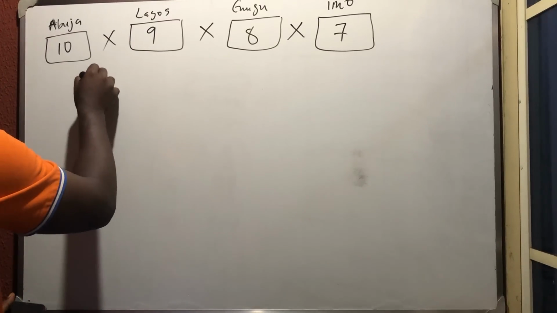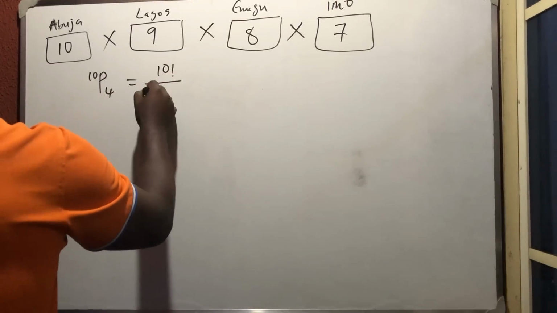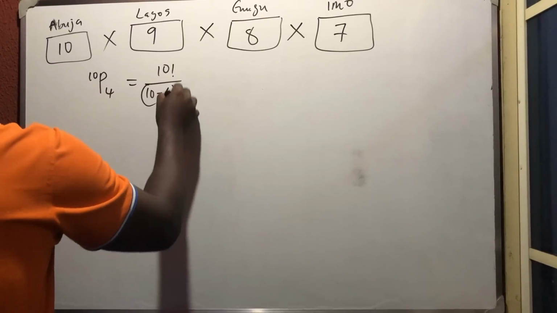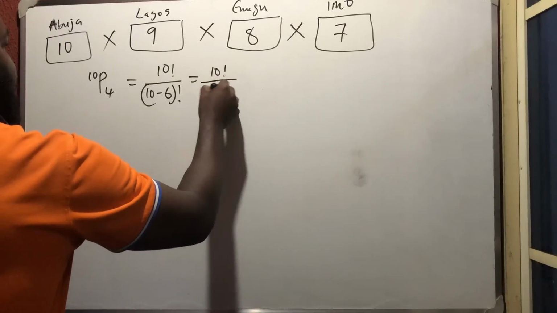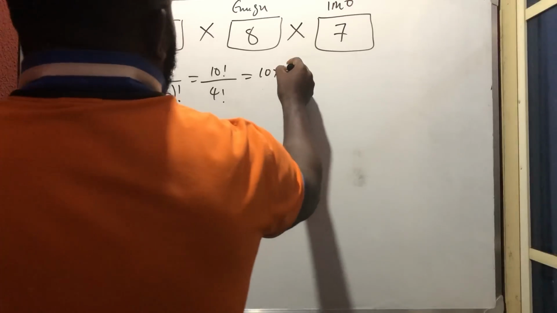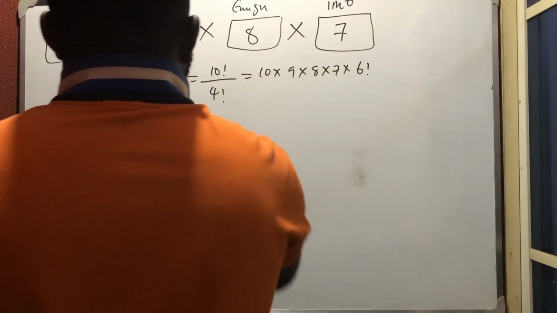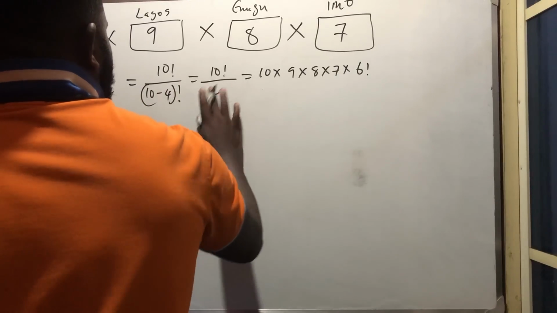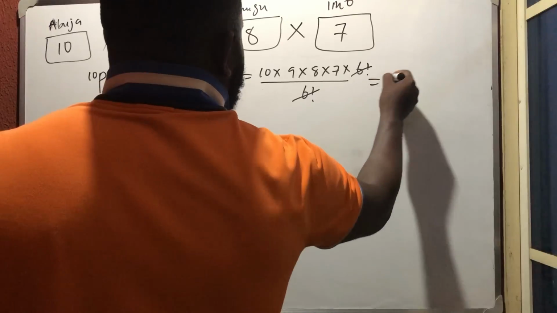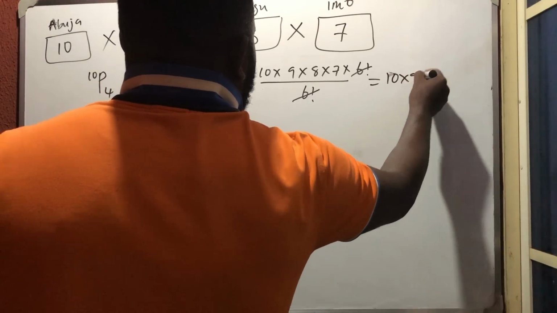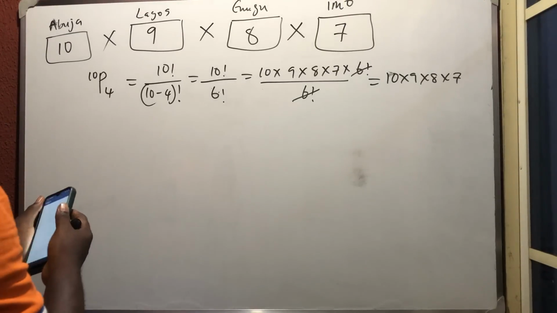Or just say 10 permutation 4, which is 10 factorial all over 10 minus 4, all factorial, which is 10 factorial over 6 factorial, which is 10 times 9 times 8 times 7 times 6 factorial, all over 6 factorial. So this takes care of this. I'm still left with the same answer: 10 times 9 times 8 times 7. So do that, and then that is just the answer.